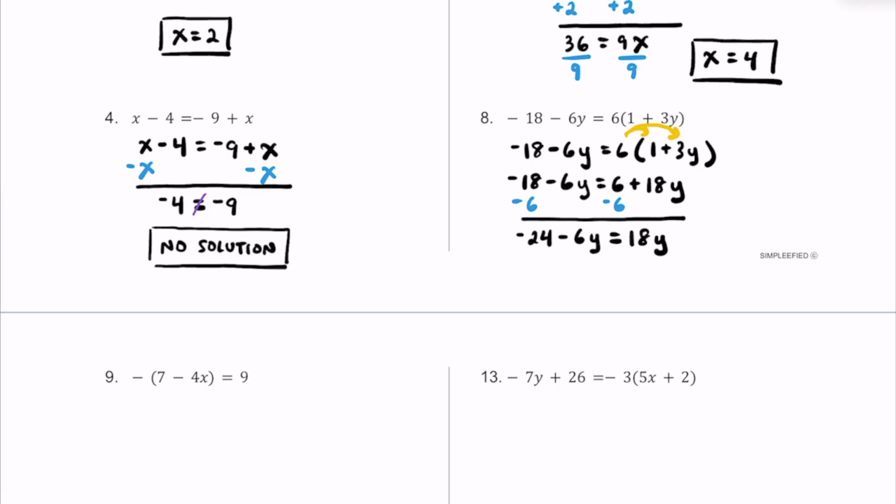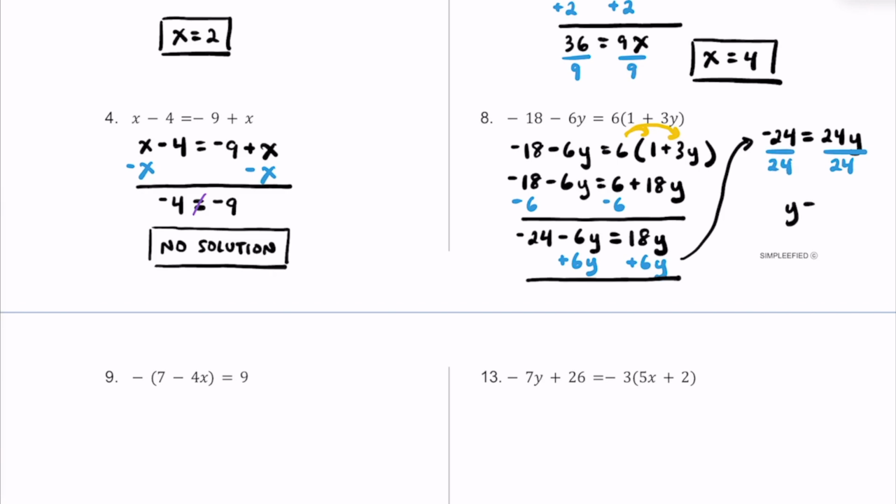And then we can go ahead and get all of the y's together on the right side. Go ahead and add 6y to both sides of this equation. If we do that, then all the y's will be along the right side. Okay, so on the left side, we'll have negative 24, and that's going to be equal to positive 24y. And then for our last step here, let's divide both sides by 24. If we do that, we're going to find out that y is equal to negative 1. That'll be our solution.